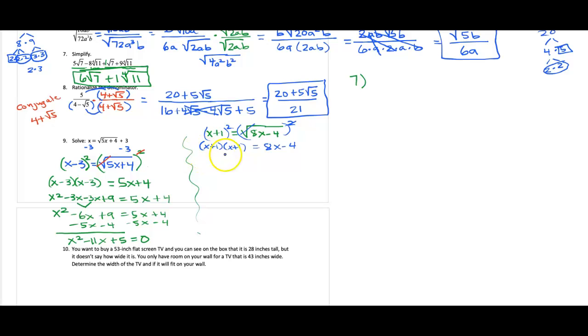Here, when I FOIL that, I get x squared plus x plus another x. So that's going to be x squared plus 2x plus 1 equals 8x minus 4. And now we're going to subtract the 8x over and add the 4 over.